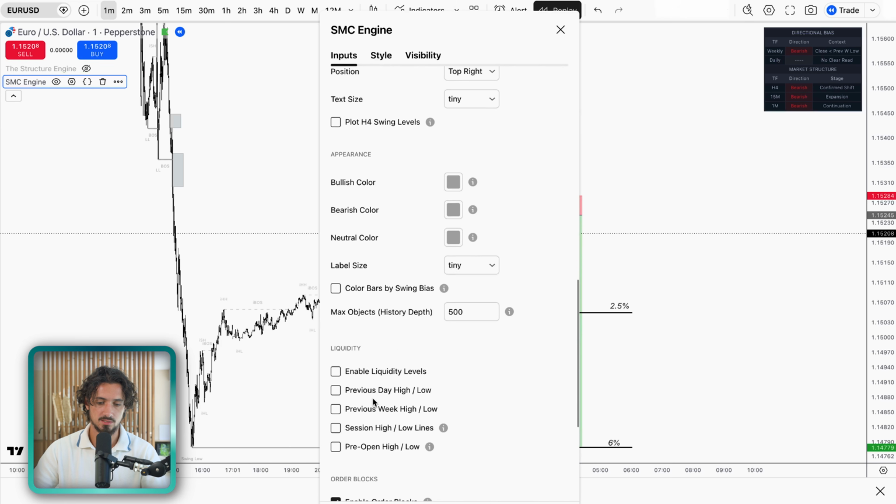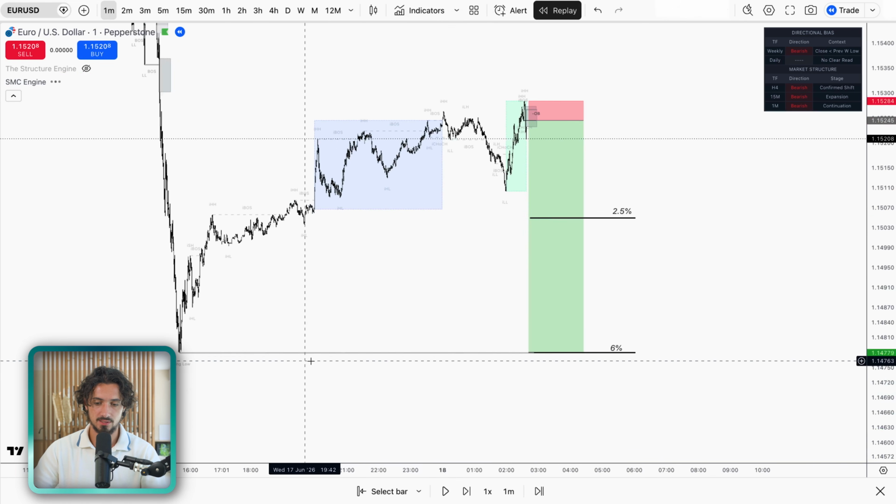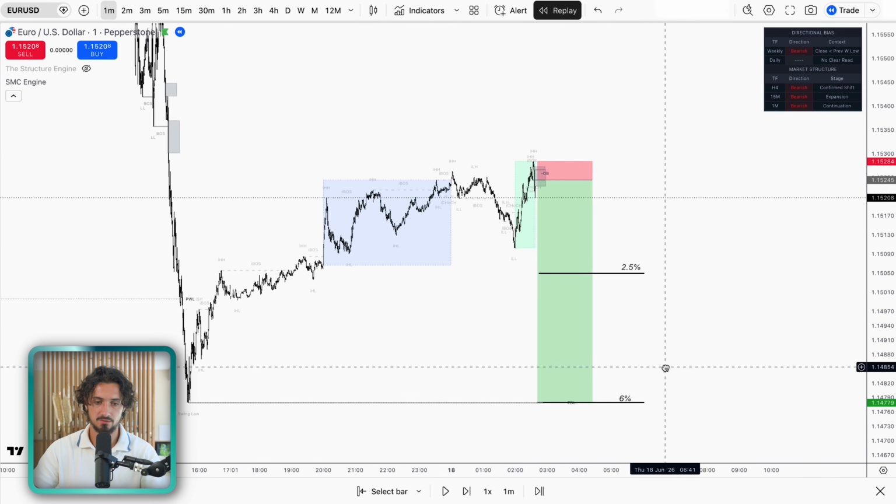In here, you can see enable liquidity levels, previous day's high, previous day's low, previous week's high. So you'll see that this low down here is actually previous day's low. So that's a good target for me as well, previous day's low.